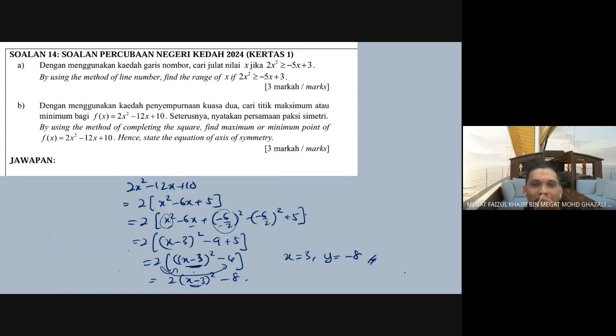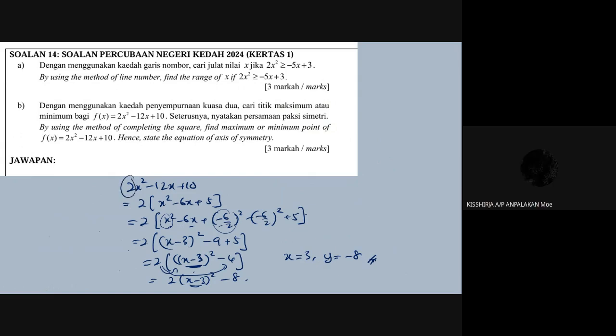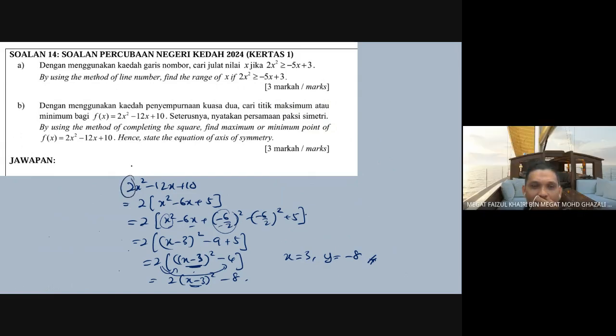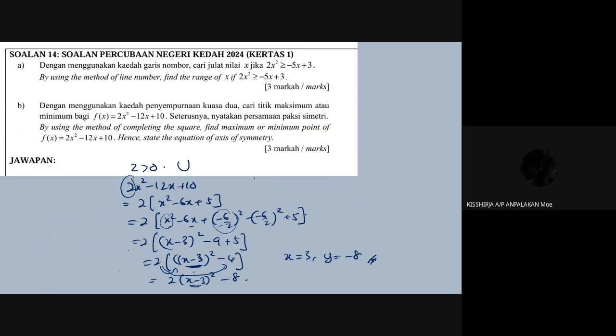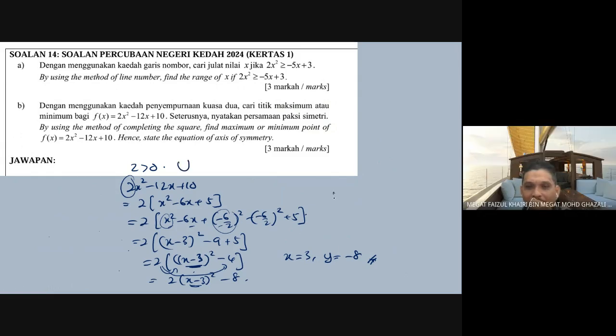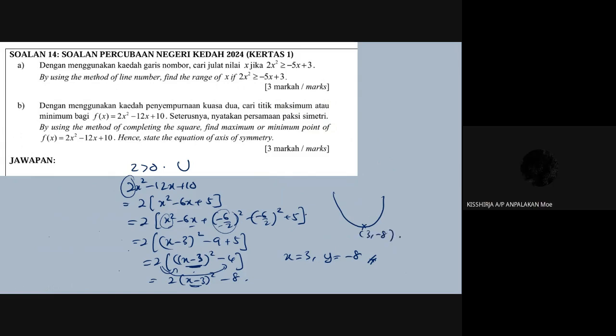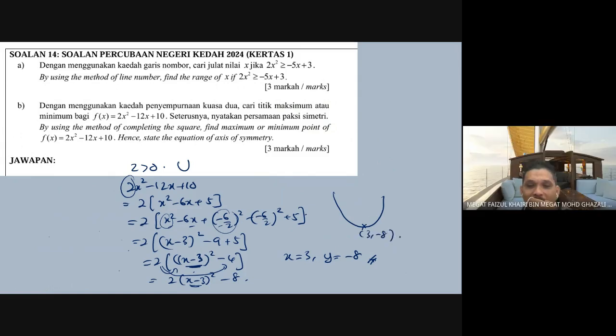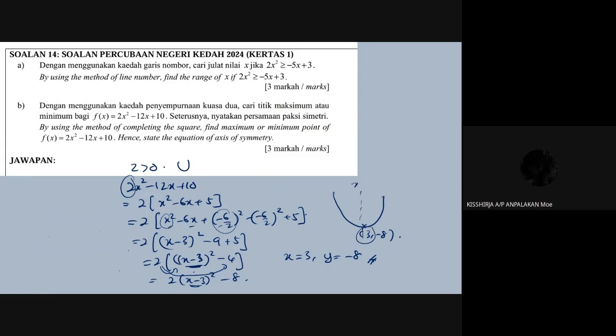So the question said find the maximum or minimum. Is it the maximum or minimum? The coefficient of x squared is 2, which is greater than 0, so it is minimum, right? Yeah. Okay, minimum point. So the graph has a minimum here at 3 and negative 8. And hence the axis of symmetry equation is x equals 3.